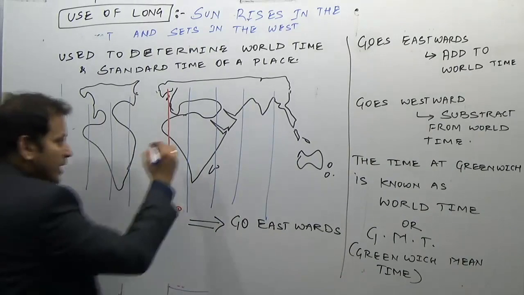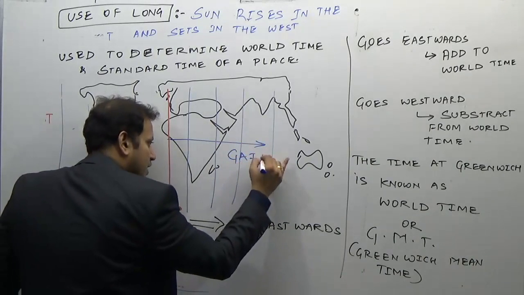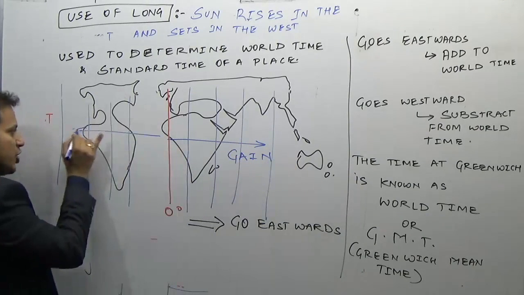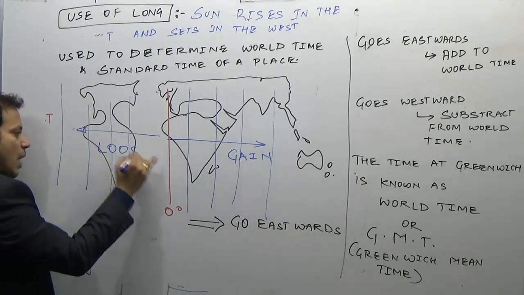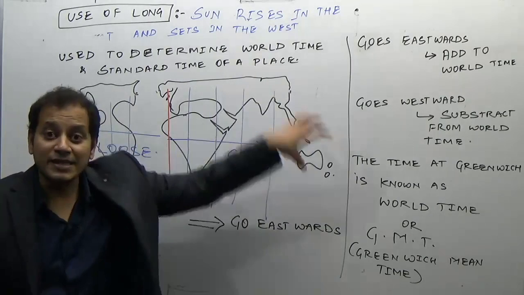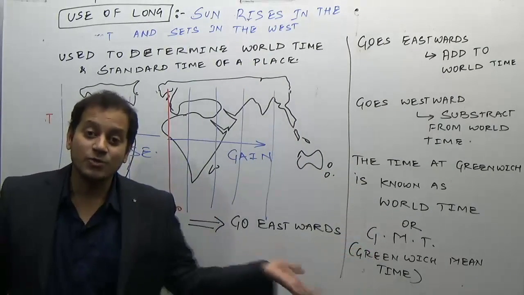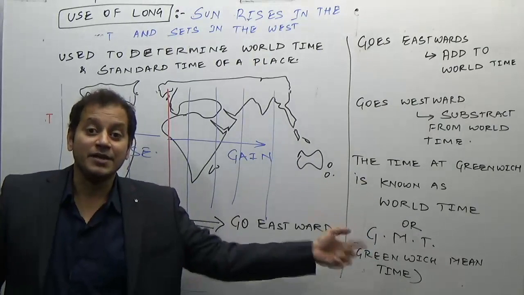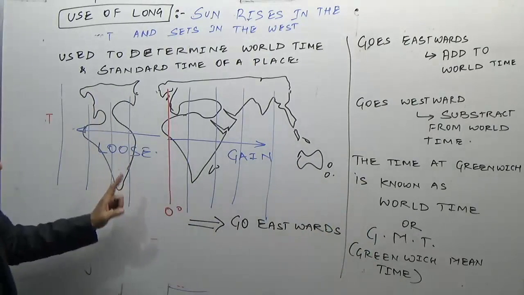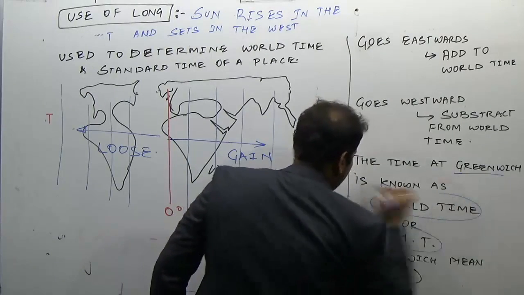Now, if you are going towards the east, you will gain time. If you are going towards the west, you will lose time. Why will you lose the time? Because the east is an area which sees the sun for the first time. Earth is a sphere, so what we do in that case, I will come to that in the international date line. So what is GMT or Greenwich Mean Time? It is known as world time, the time which is seen at Greenwich.